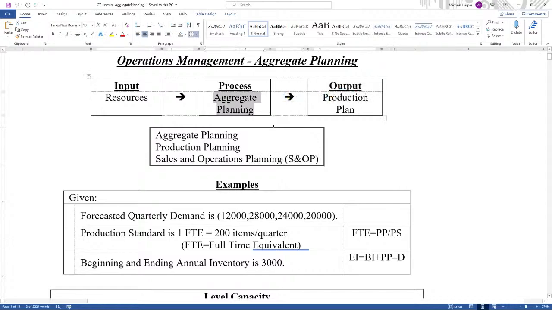So in aggregate planning, we'll be looking at strategies, characteristics, and applications. The first two strategies are level capacity and chase demand. Let's start with some examples.